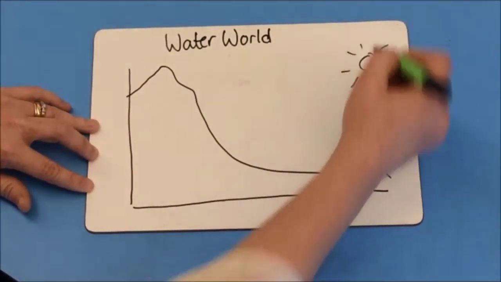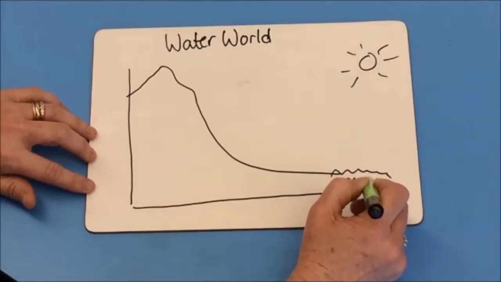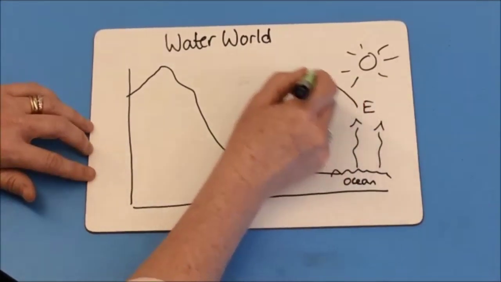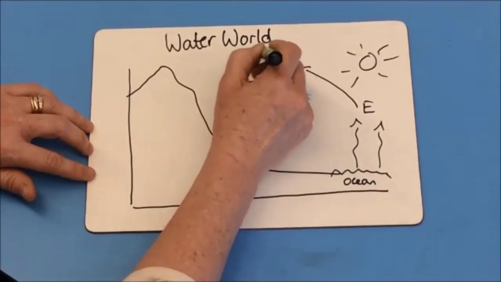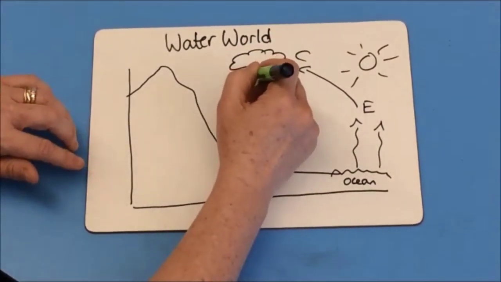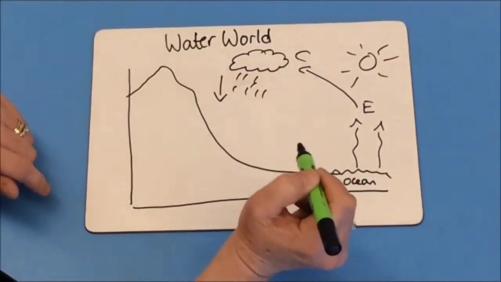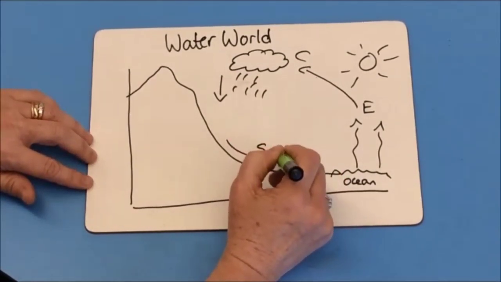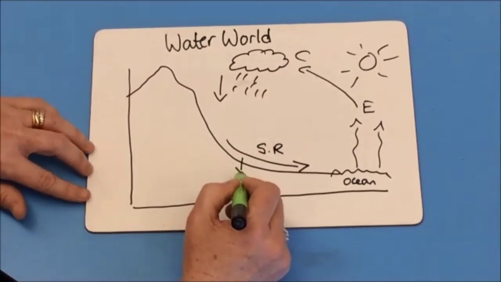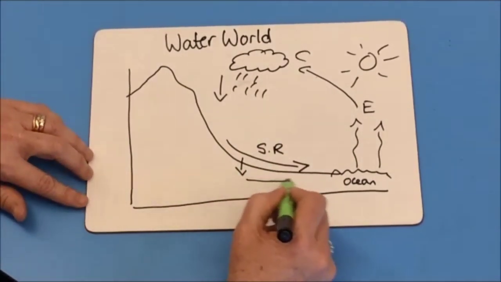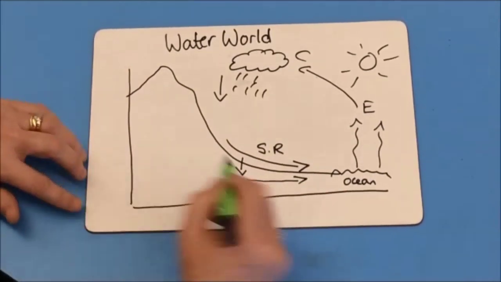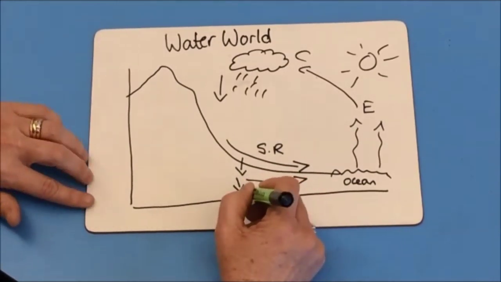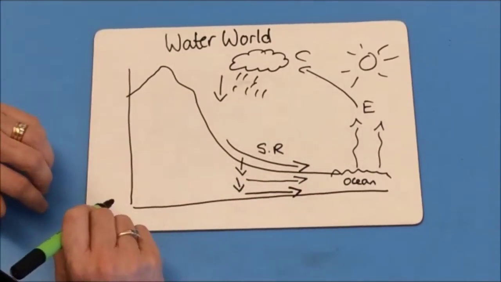So heat from the sun heats up the ocean, leading to evaporation. As the air rises, it cools, it condenses to form cloud. The water returns to Earth via precipitation, and then it will make its way back to the river via surface runoff. Some water may infiltrate into the soil and go back to the ocean via throughflow. Some may percolate into the rock below and make its way back as groundwater flow.